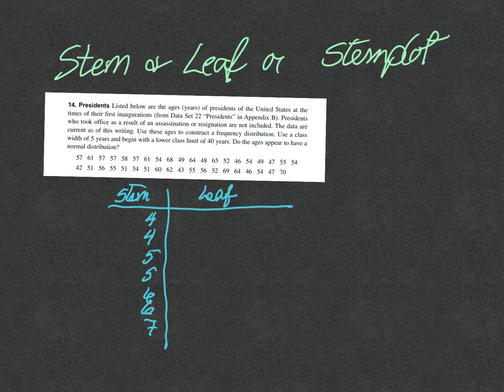So this is like a whole class. When I go through and look at the data, so for instance, 57, the 7 would go here. 61, the 1 would go in the first half. 57, 57, a couple more 7s. Then an 8 and a 7. And then a 1 and a 4. 68. 49. 64. And so you can see how I am making the list.